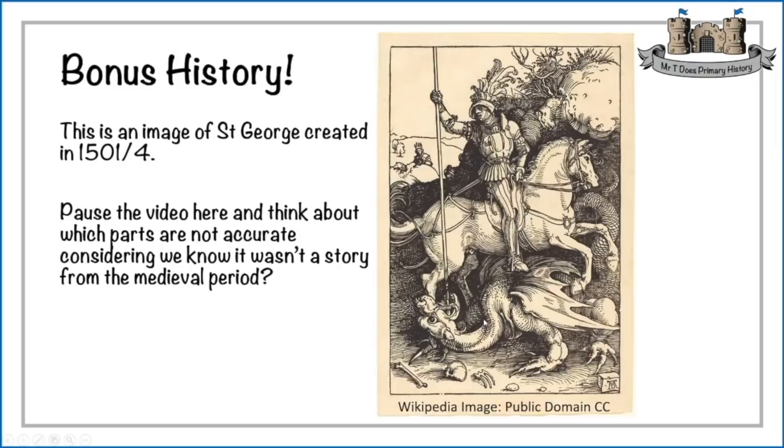It's time for some bonus history. The image on your screen is from 1501, so that's about 500 years ago. A long time after the story was written and after it had become popular. It is of St. George. Pause the video here and think about which parts are not accurate, considering we know it wasn't a story from the medieval period. Pause the video here and have a look.